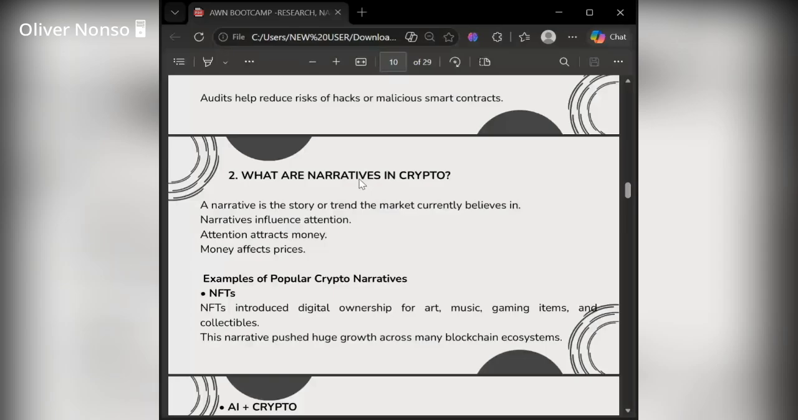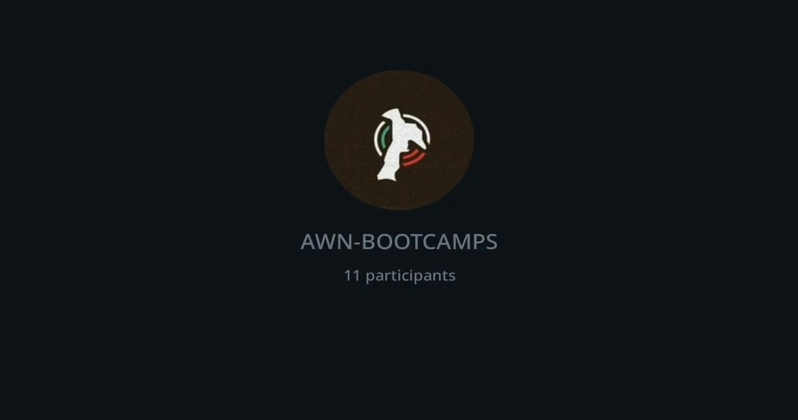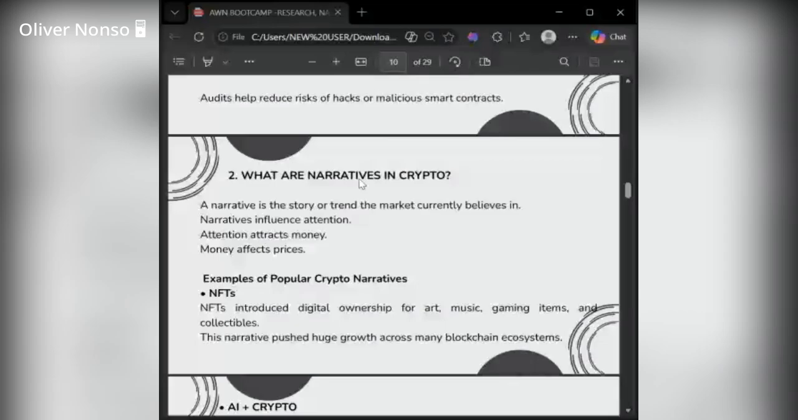Let me just give you an example. AI tokens. Yes, it's the era of AI, so AI tokens are going to be taking over. It's a narrative.